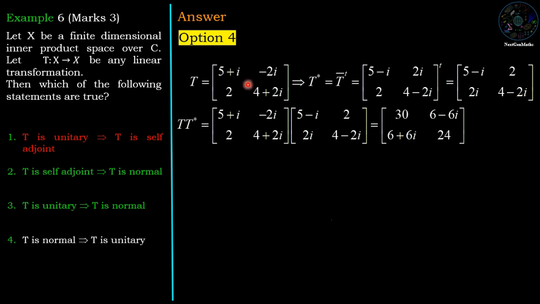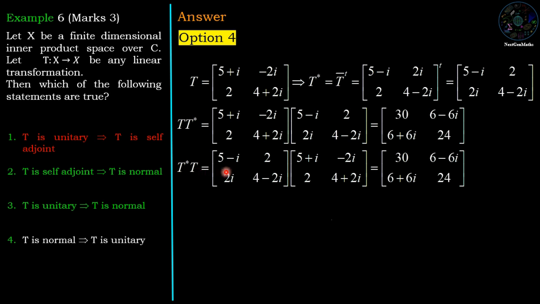Now if we take T into T star, then we'll have 36 minus 6i, 6 plus 6i and 24. Now T star into T will get the same matrix. So therefore T star into T equal to T into T star, but which is not equal to I. So T star into T equal to T into T star is a condition for the normal matrix. So it is a normal matrix.